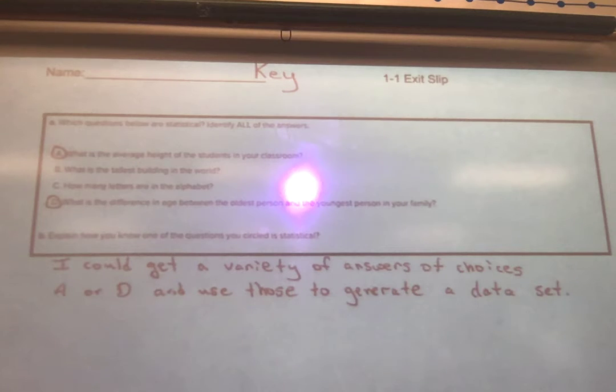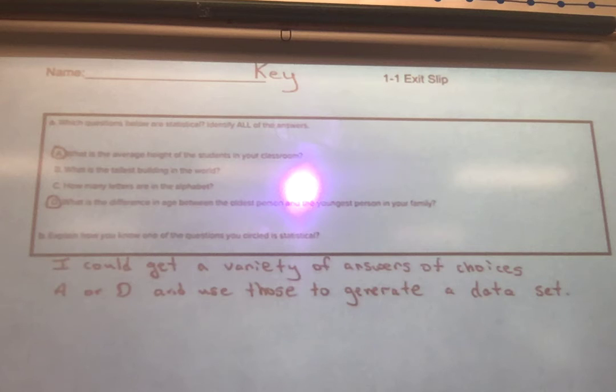And we could get a bunch of data and then somehow graph or chart that to help us learn some things about the average heights. So that question is statistical. Question B, what is the tallest building in the world? There's only one answer. So if there's only one answer, I can't get a variety of data with that, so that would not be statistical. Same thing with letter C, how many letters are in the alphabet? I could just tell you there's 26. That's only one answer, so I don't get data from that.